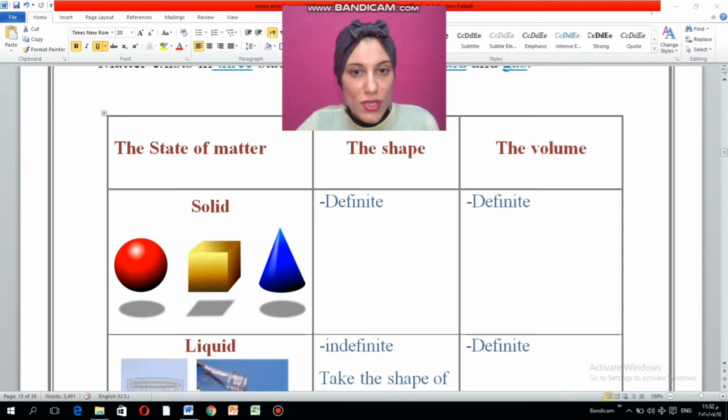The first state with us today is the solid state. Like in this picture, the pole in front of us here, the cuboid and the pyramid. Or like this pen, like this pencil case. We will talk now about 2 things. What are these 2 things? The shape and the volume of the solid bodies. Let's start with the shape of solid bodies.